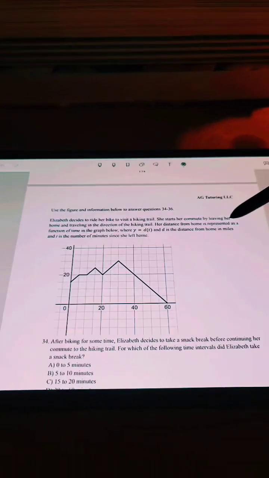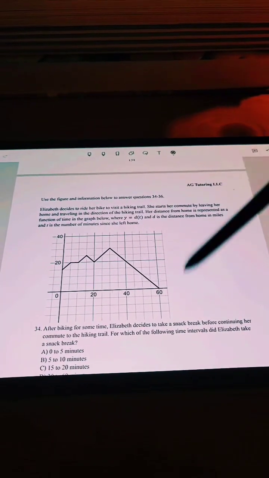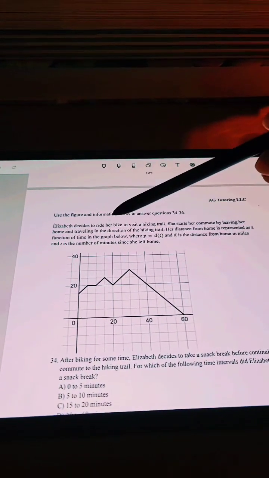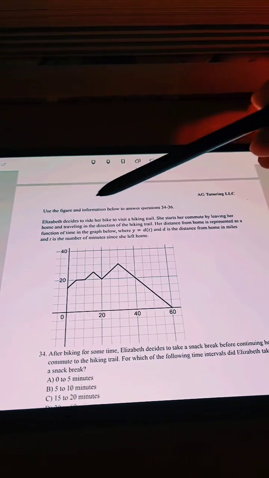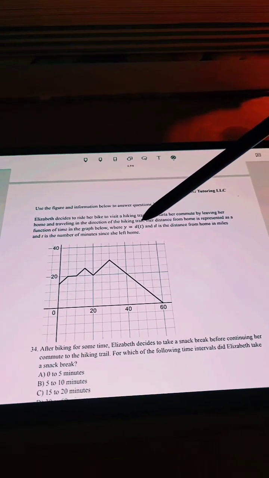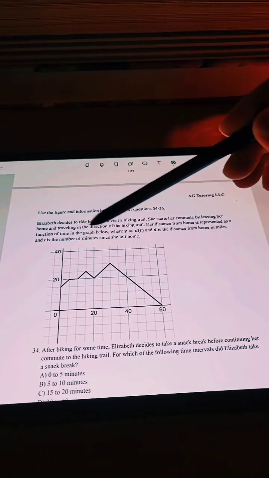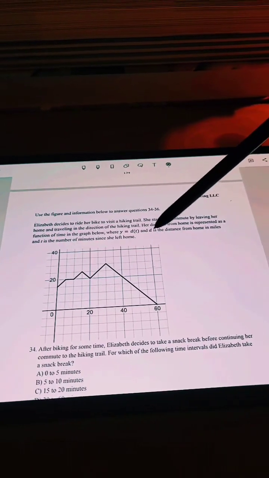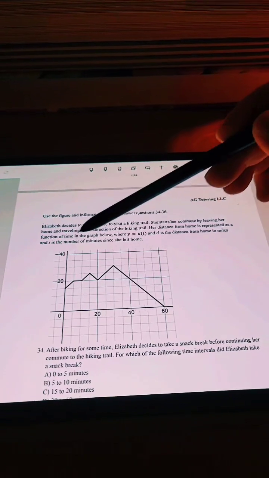Okay, so let's go to 34 through 36, and that's all referring to this situation right here. So Elizabeth decides to ride her bike to visit a hiking trail. She starts her commute by leaving her home and traveling in the direction of the hiking trail. Her distance from home is represented as a function of time in the graph below, where y is equal to d of t, and d is the distance from home in miles, and t is the number of minutes since she left home.